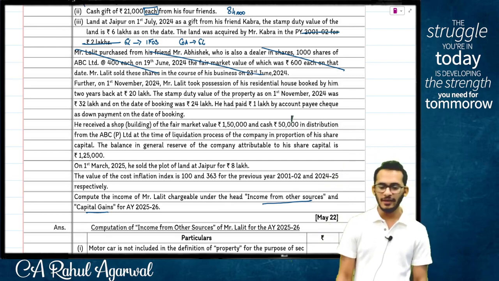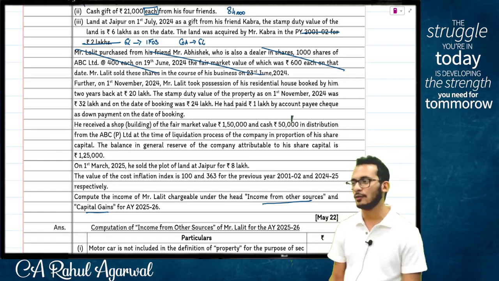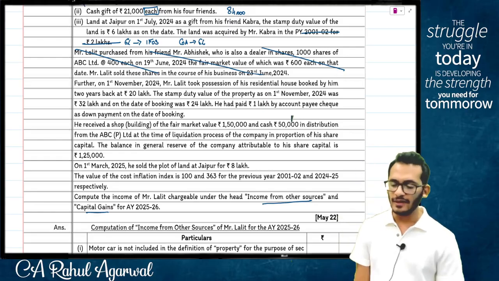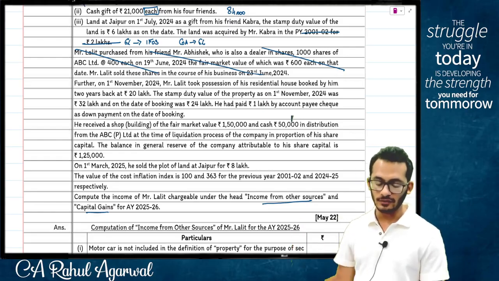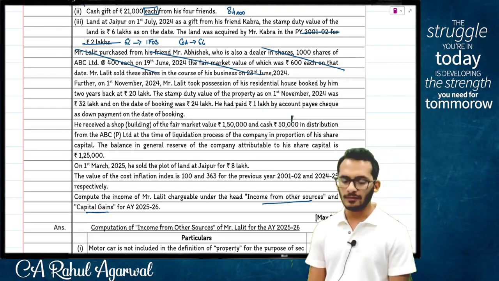Further, on 1st November 24, Lalit has taken possession of his residential house, which is booked by him 2 years back at 20 lakh rupees. So he took possession of a property which he booked at 20 lakh rupees. Stamp duty value on the property on the date of acquisition is 32 lakhs, but on the date of booking is 24 lakhs.